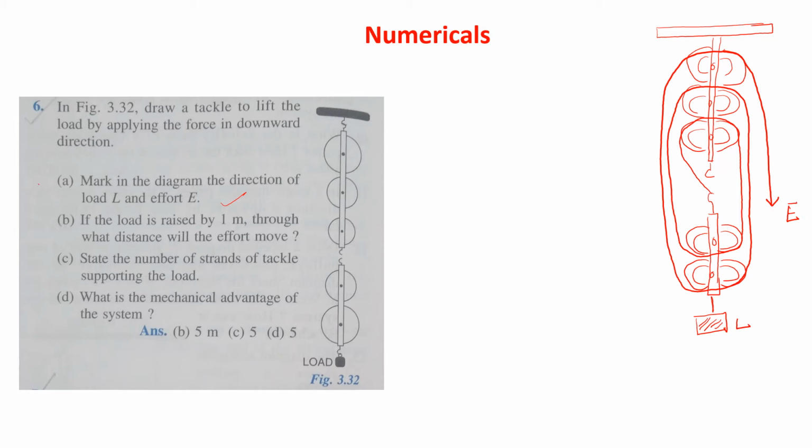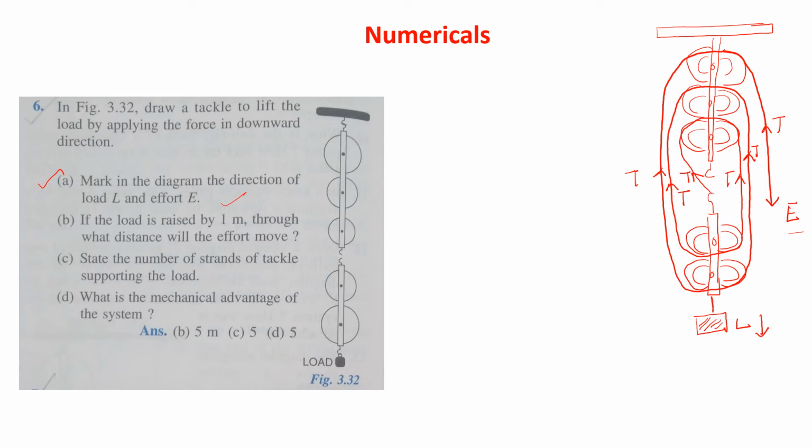The second question A, mark in the diagram the direction of the load and the effort. So this is the direction of the effort and this is the direction of the load. This is very important. Now put the direction of the tension. Each segment will have tension. Write down T, T, T, T, T and T.